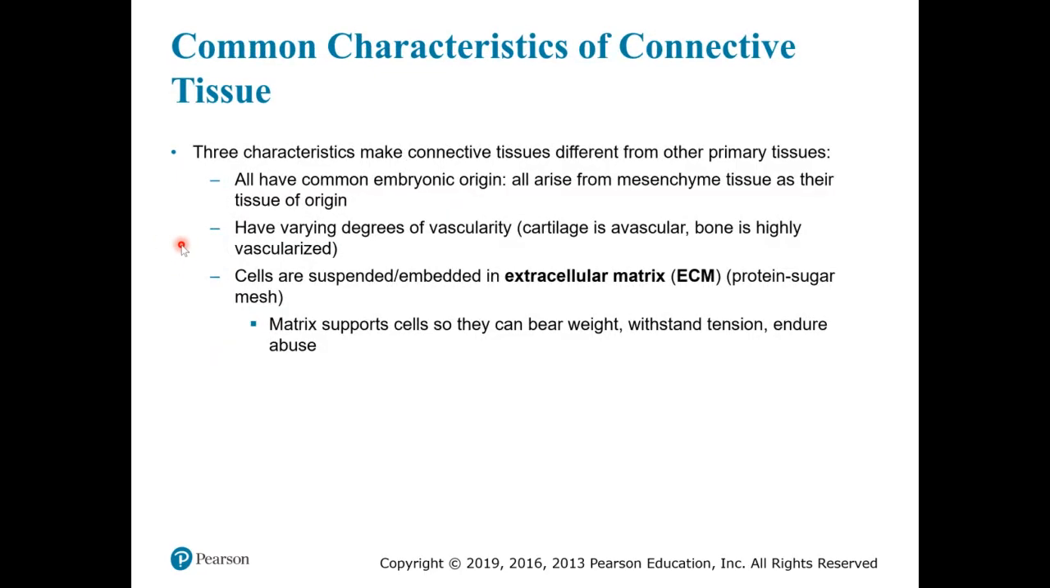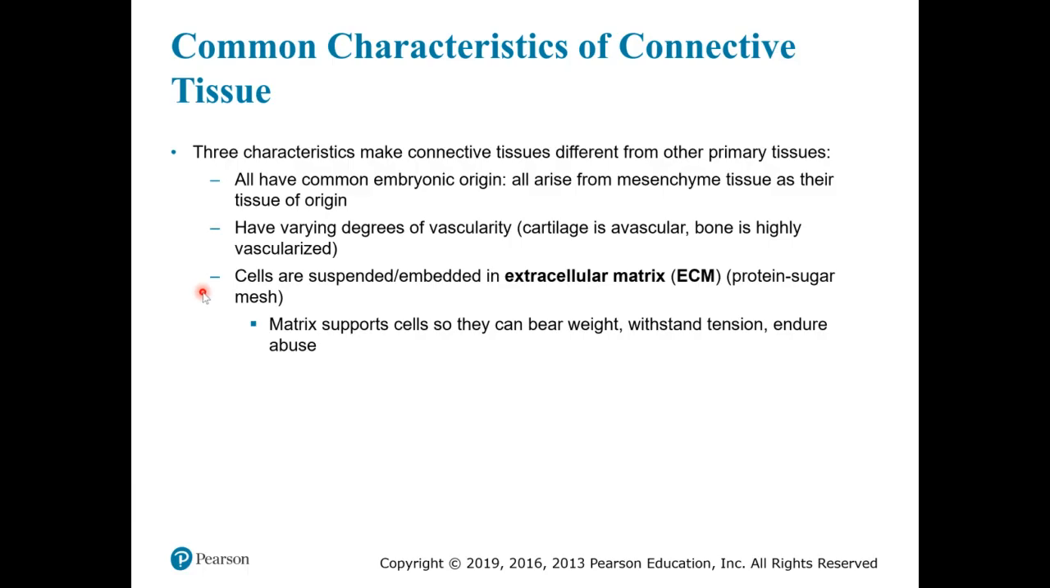Three characteristics make connective tissues different from any of the others. They all have a common embryonic origin, and that's not something that we discussed. Have varying degrees of vascularity. Now, there's a word that we've run into before: vascularity. How many blood vessels serve a particular area? Everything from avascular, without blood cells. Bone is highly vascularized. You break a bone and it bleeds. And of course, blood is found in blood vessels, so blood is 100% vascular.